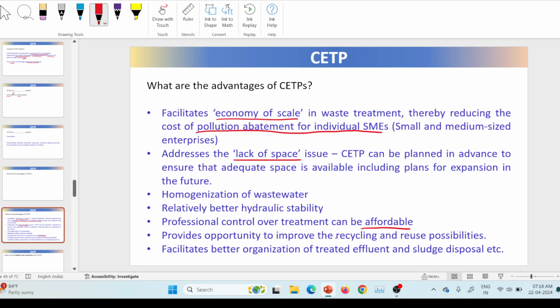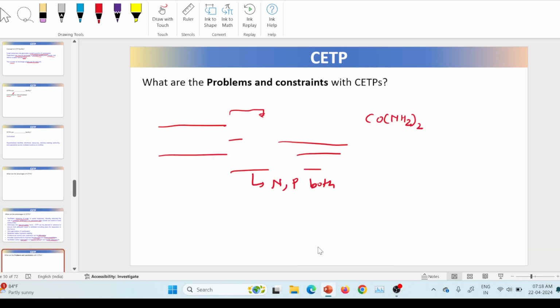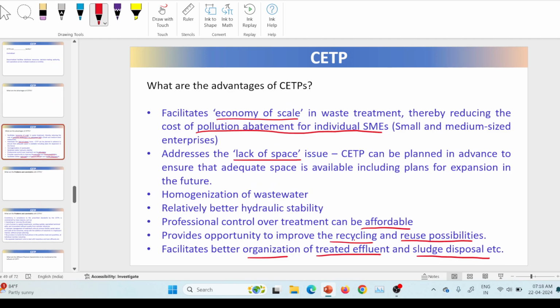It provides opportunity to improve the recycling and reuse possibilities. It facilitates better organization of treated effluent and its disposal. So the water can be recycled and reused. If you see the small industries, sludge disposal will be a tedious job for an individual industry. So it will be better organized if you provide a CETP.